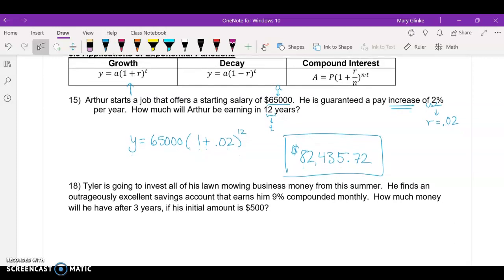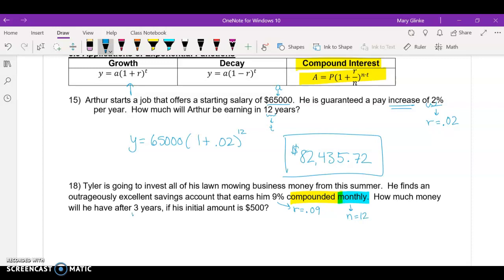Let's take a look at this next one. Now we have Tyler investing all of his lawn mowing business from the summer. So you get 9%, and that's a huge interest rate. So that's going to be 0.09. But you see these words compounded and then followed by another word, monthly. So anytime you see the word compounded, you're going to go to your compound interest formula. And monthly tells us our N value. So if something happens monthly, that's going to happen 12 times per year.